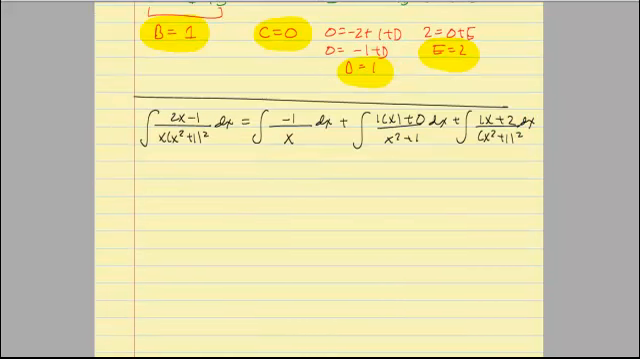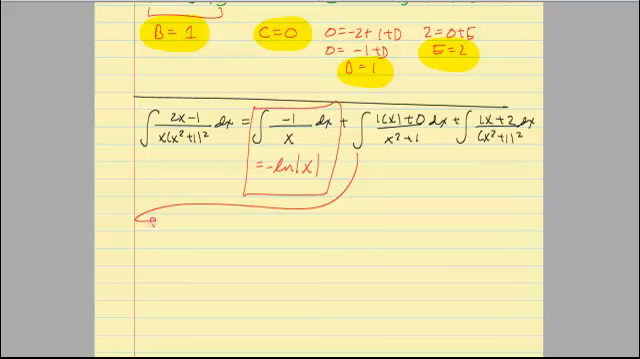So we have a lot to keep track of here. Some of these will integrate easier than others. This first one is particularly true of that. This first one is just minus natural log absolute value of x. It's nice to have an easy one.